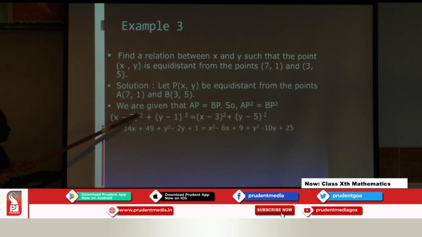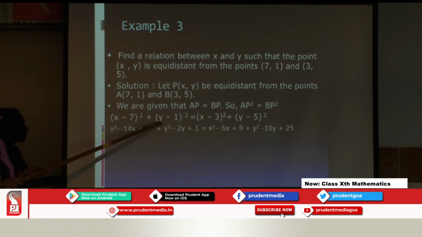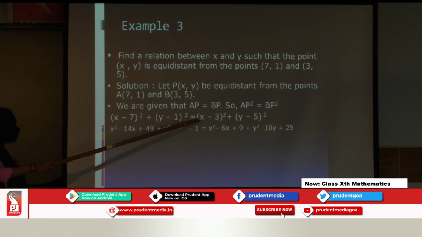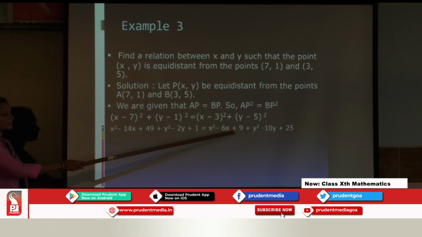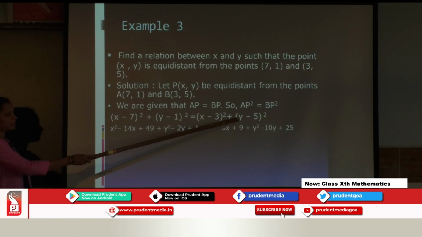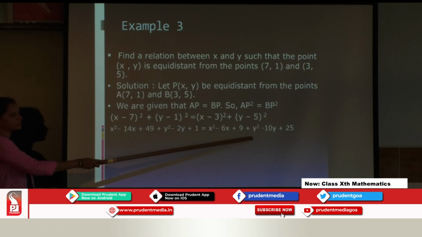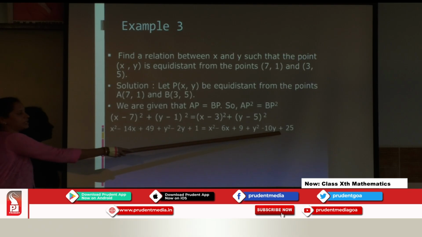(x minus 7) the whole square is equal to x square minus 14x plus 49, plus (y minus 1) the whole square is equal to y square minus 2y plus 1, which is equal to (x minus 3) the whole square, which is x square minus 6x plus 9, plus (y minus 5) the whole square, which is y square minus 10y plus 25. Now we have to solve this.